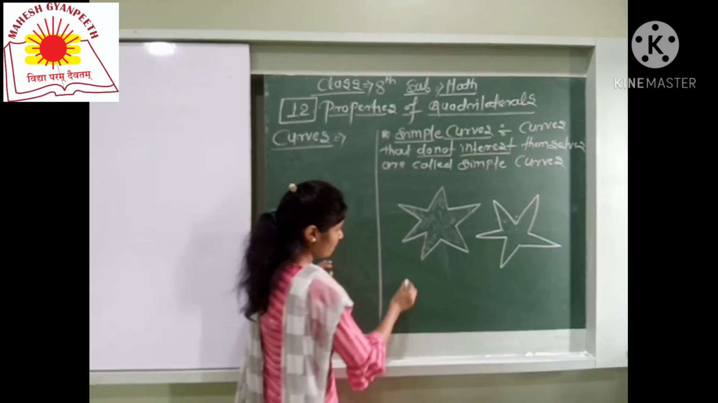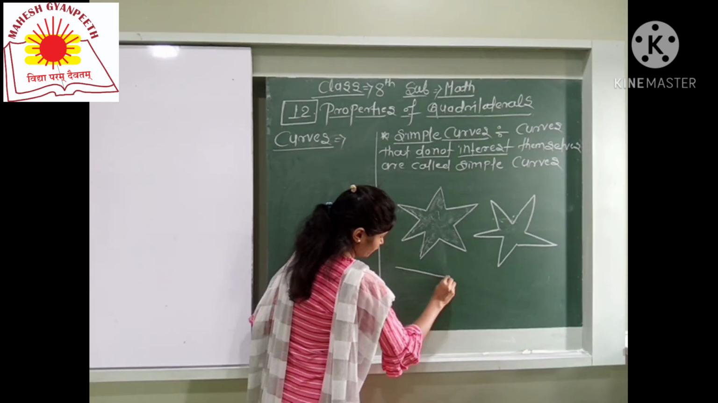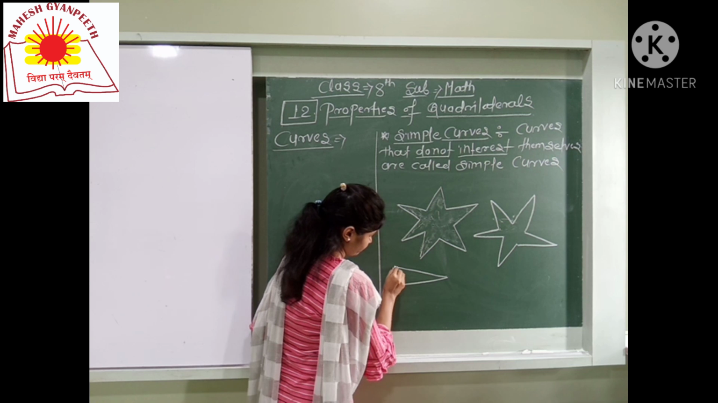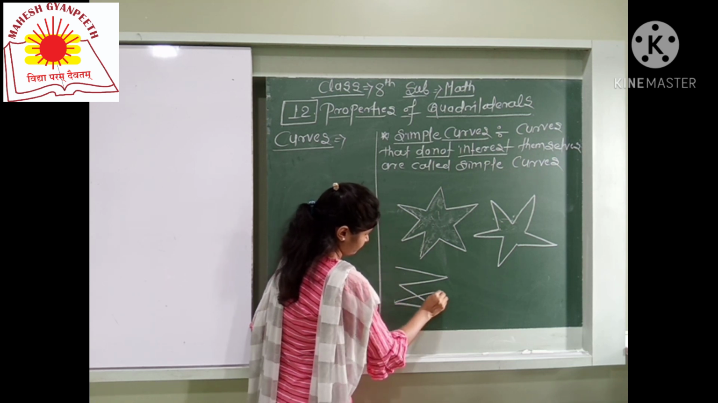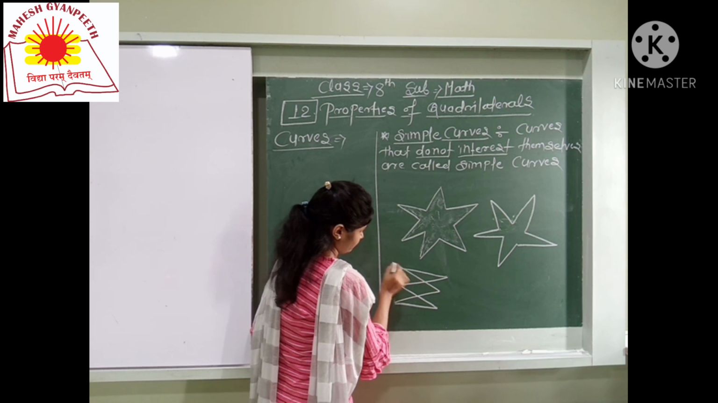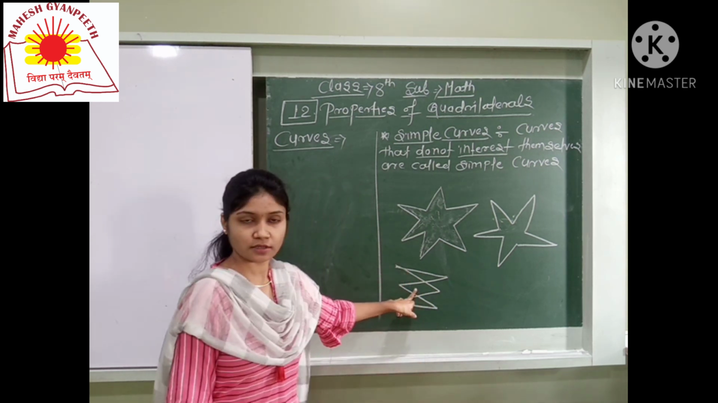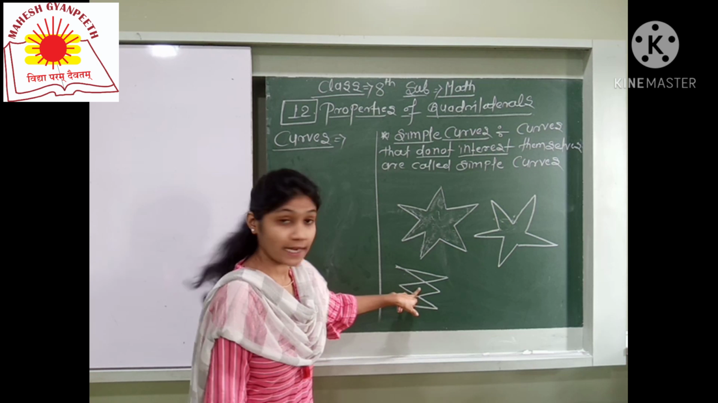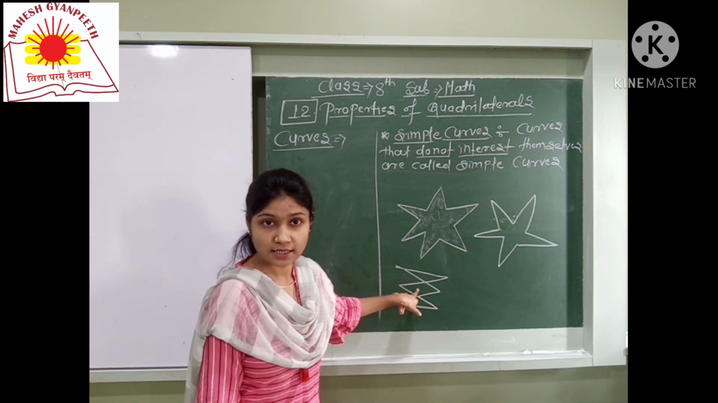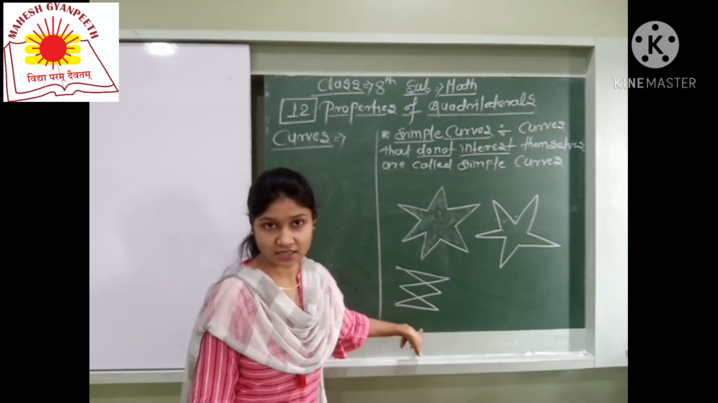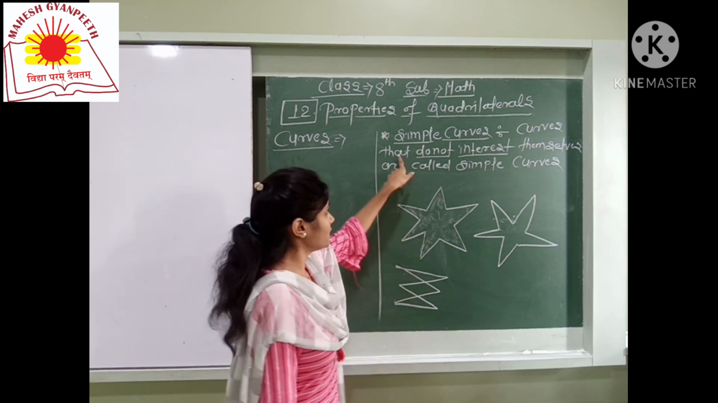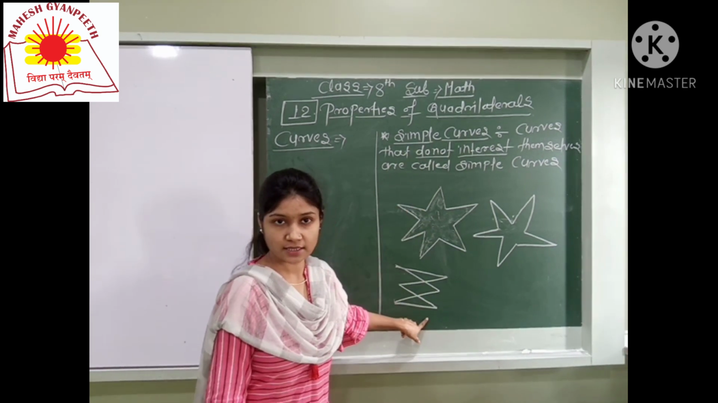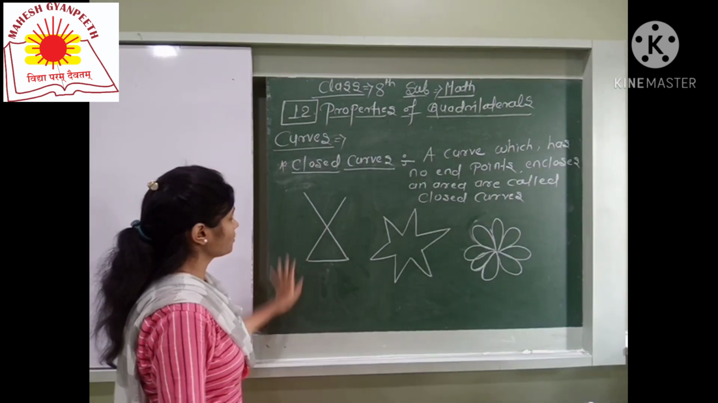For example, these types of figures. You cannot say this is a simple curve, because these parts intersect each other. That's why it is not a simple curve. Understand, students? The next curve is a closed curve.